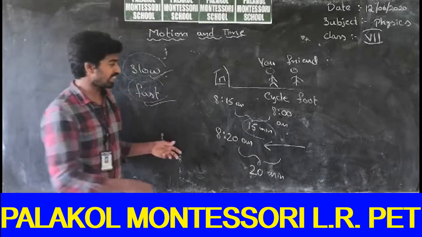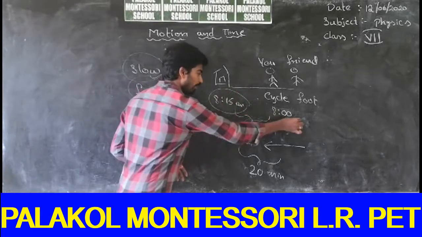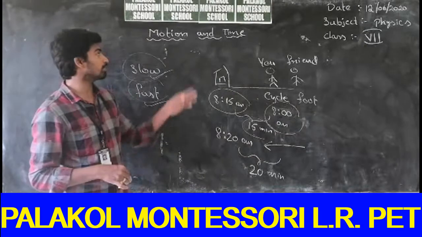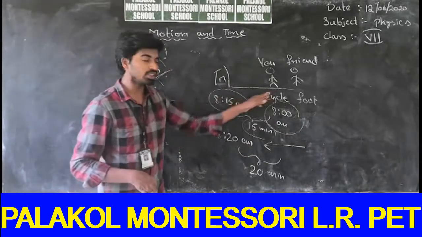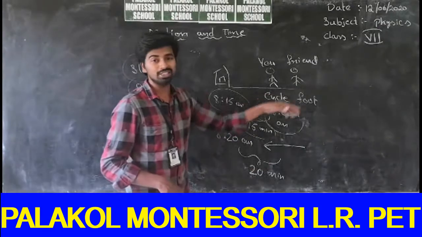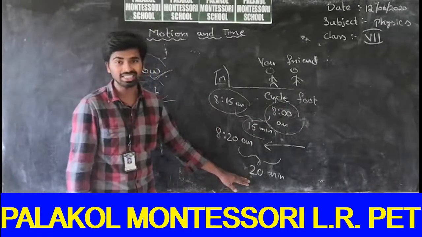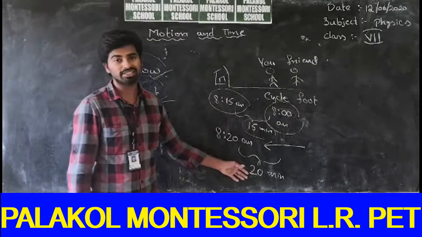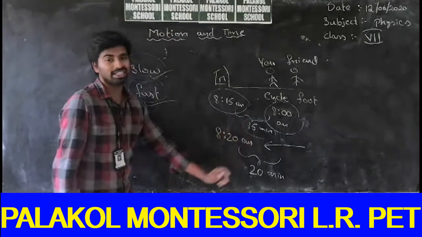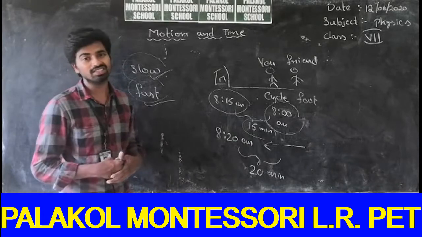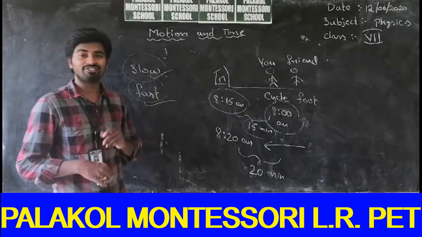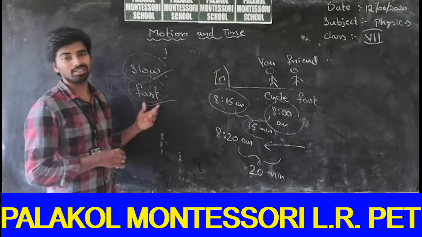So in this way time plays a very important role in giving very clear information about the motion. Here your motion was fast, that's why you have taken 15 minutes. Here your friend's motion was slow, that's why he has taken 20 minutes. If the time is larger, he will be slow. If the time is very small, then it will be considered faster. So in this way time is very much related to motion.